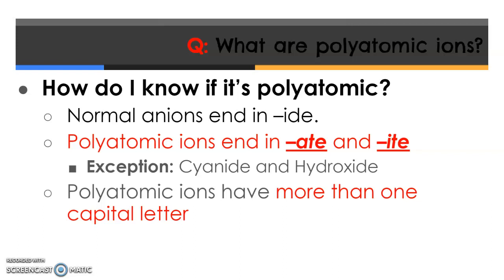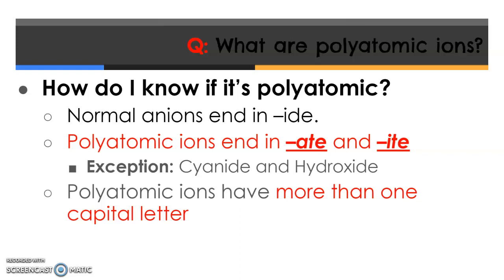You need to go to your table and figure out what the formula is for that polyatomic anion. So ATE, ITE, that's a polyatomic. If it ends in IDE, that means it's just a normal cation, anion, ionic bond. Now, an exception to this would be cyanide and hydroxide. Hydroxide you will see a lot.